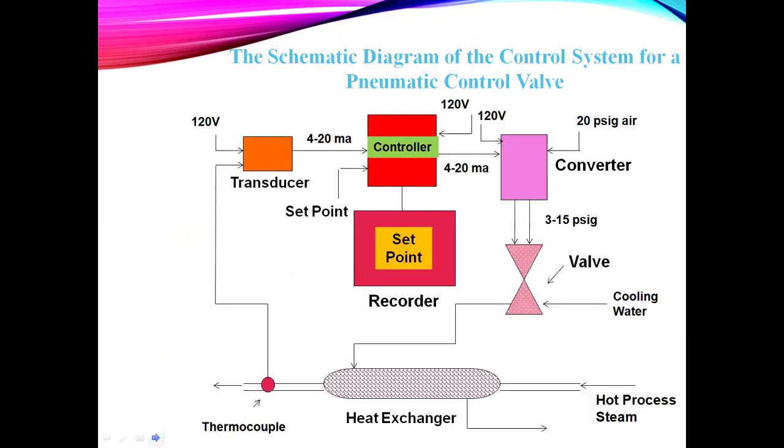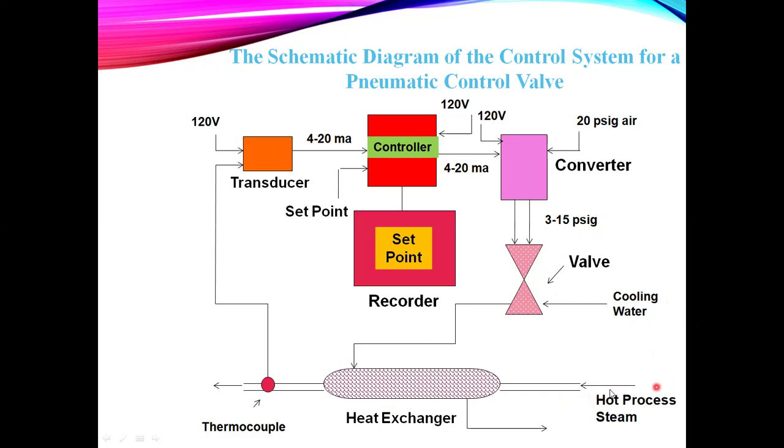So this is the schematic diagram of the control system for your pneumatic control valve. So you have here the valve. The range of pressure that the diaphragm of your final control element, which is the valve, is subjected to is 3 to 15 psig. In this particular example, your valve controls the flow of cooling water. We're used to saying that the control valve supplies the heating medium, but this time the control valve supplies the cooling water to, for example, this heat exchanger.